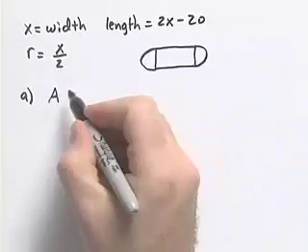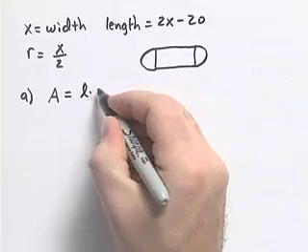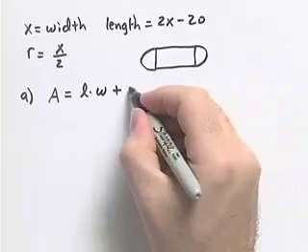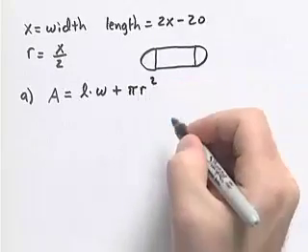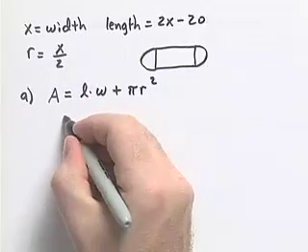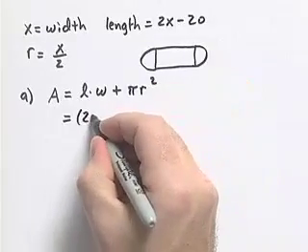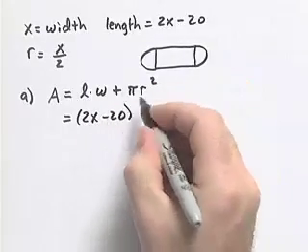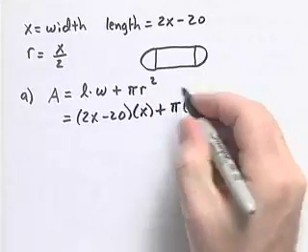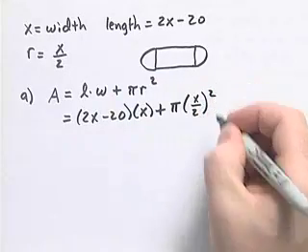So the total surface area is going to be the area of the rectangle, which we'll write as length times width, plus the area of the circle we get by combining the ends, which will be pi times the radius squared. Now we need to have all of this in terms of the width x, so we need to put in what we've set up here for our variables. The length is 2x minus 20, so we'll write 2x minus 20. The width we said was x, plus pi times, now the radius we said was x over 2, so we have x over 2 squared.